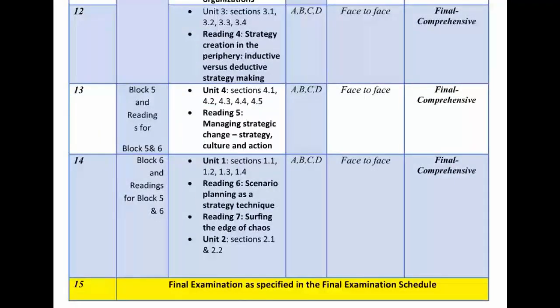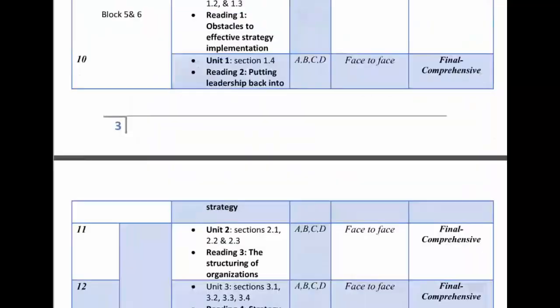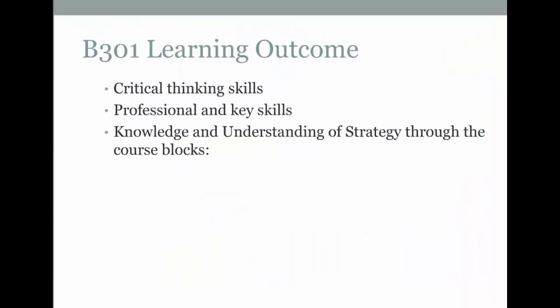And finally, in the last week of this semester, we will have block number 6. And we will take only unit 1 and unit 2 from that block. Okay, as you can see here, it also has reading number 6, and so this is the learning outcome, critical thinking skills.